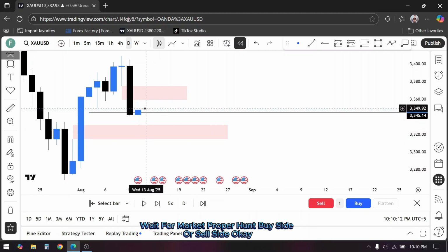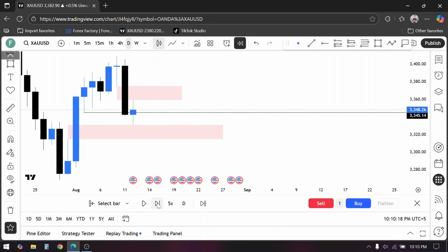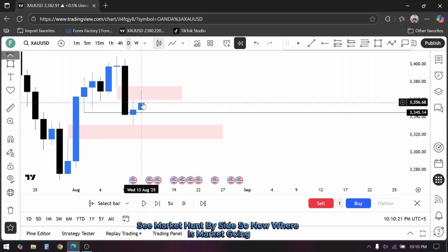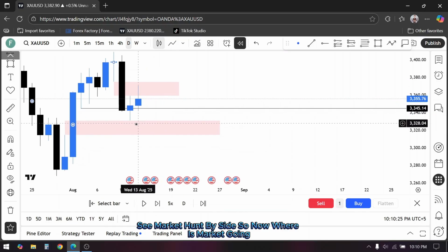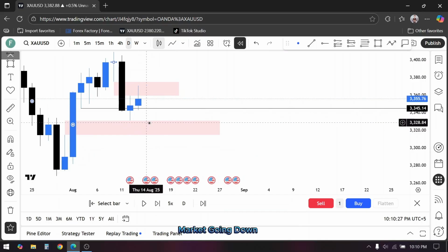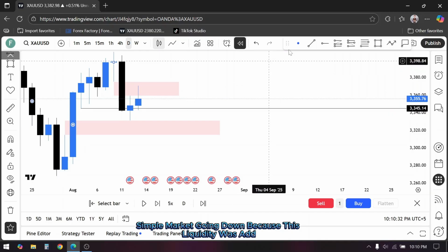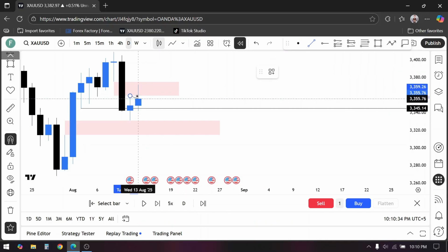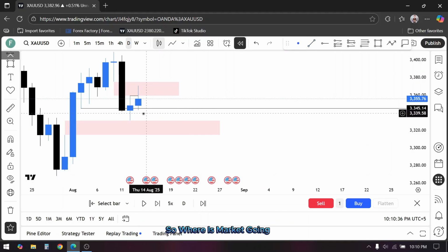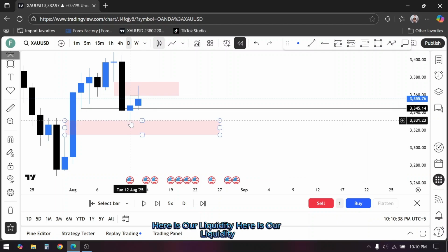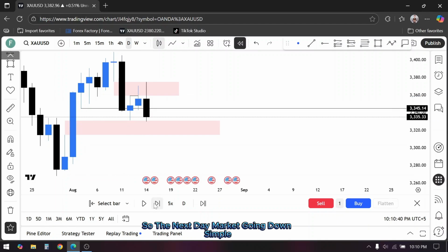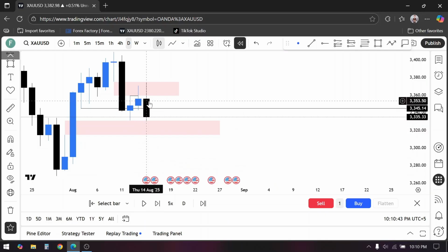wait for the market to properly hunt buy side or sell side. Okay, see, market hunt buy side. So now where is the market going? Market going down, simple. Market going down because this liquidity was hunted. Okay, so where is the market going? Here is our liquidity, here is our liquidity. So the next day market going down, simple.